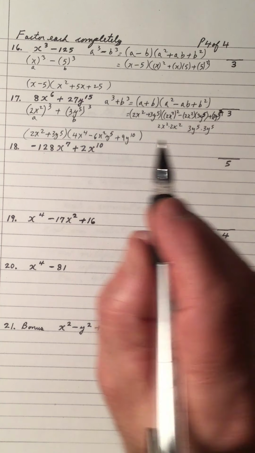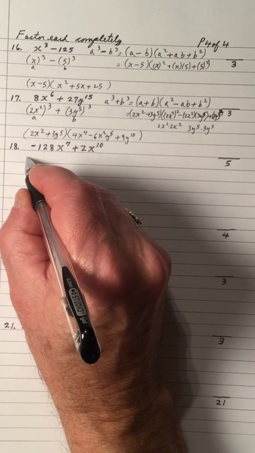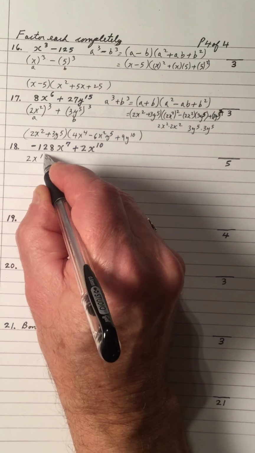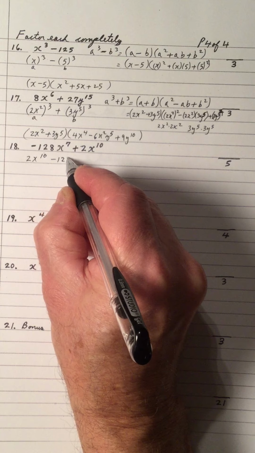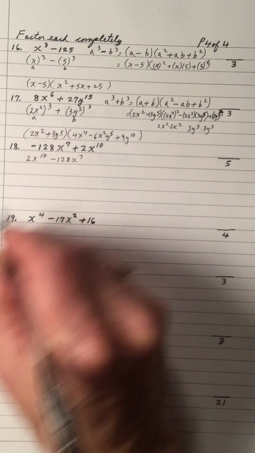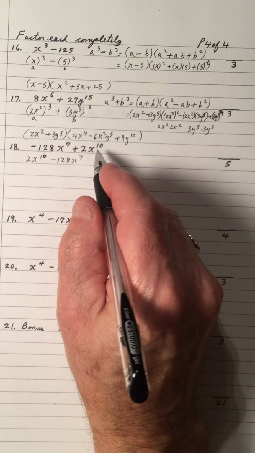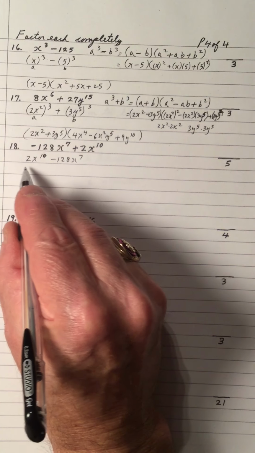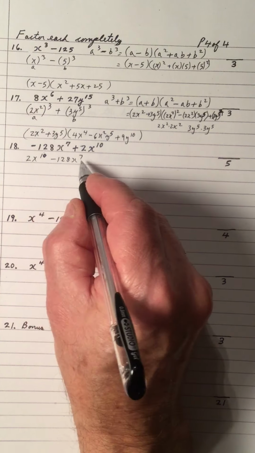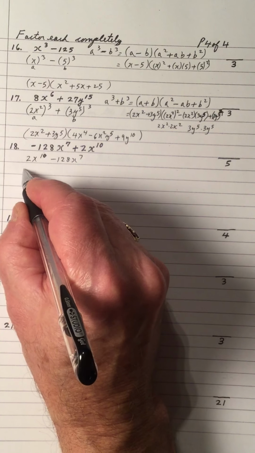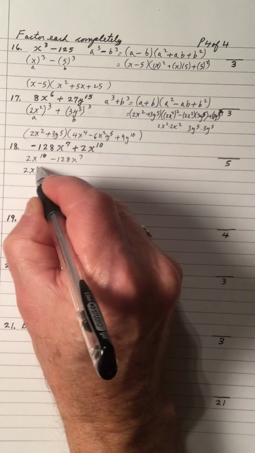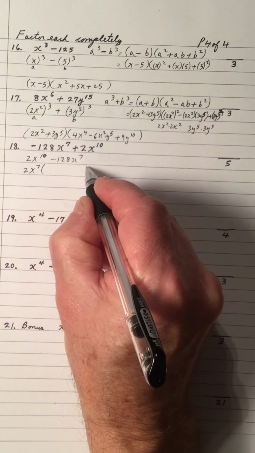18, we have to have descending order every time. So we got a 2x to the 10 minus 128x to the 7. So there's the descending order. Again, you don't change the sign because you're not transposing. So we have a GCF. In descending order GCF, I see a 2 and I see an x in each term, but the smallest exponent is 7.